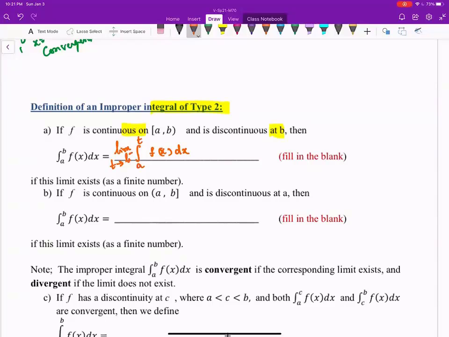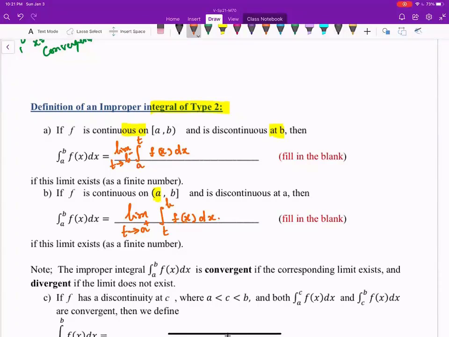If f is continuous on (a, b] and there is a discontinuity at the lower limit, then the integral from a to b of f(x) dx equals the limit as t approaches a from the right, of the integral from t to b of f(x) dx.